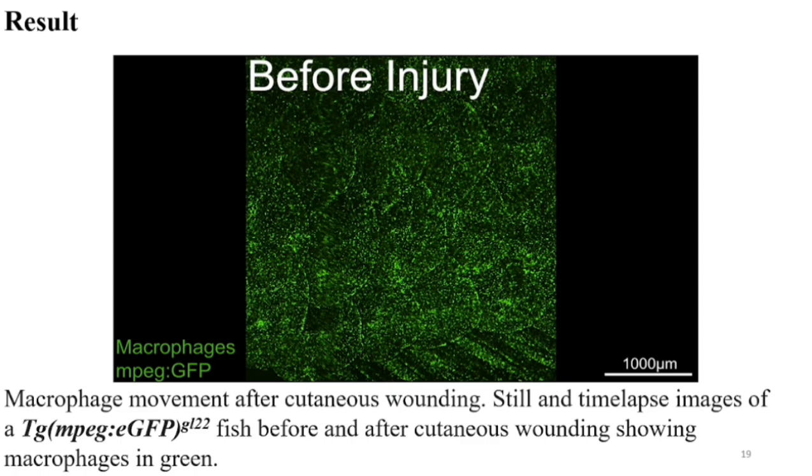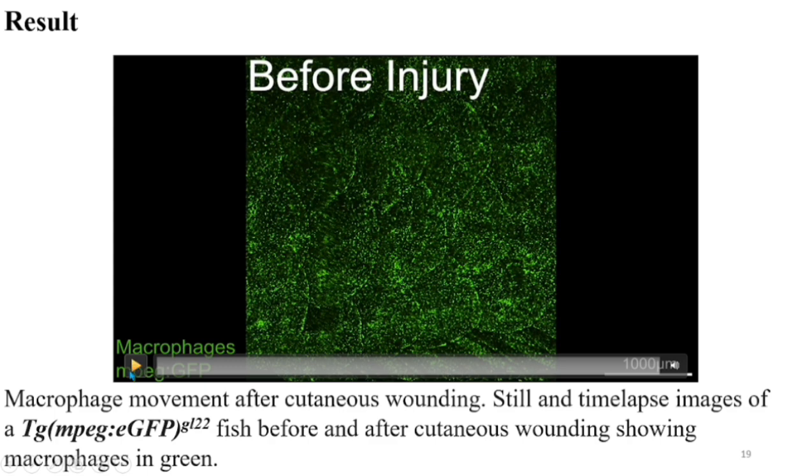Macrophages also stimulate new blood vessel formation and extracellular matrix remodeling, which is very essential for tissue regeneration and wound closure. So proper macrophage function is crucial for efficient healing, while deregulation can lead to chronic wounds and delayed recovery. So we have a movie here of macrophage movement after the cutaneous wounding.